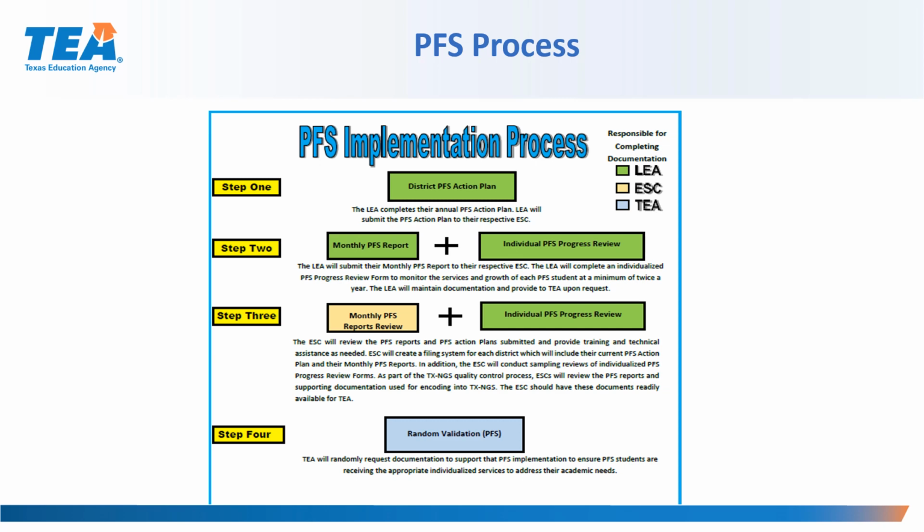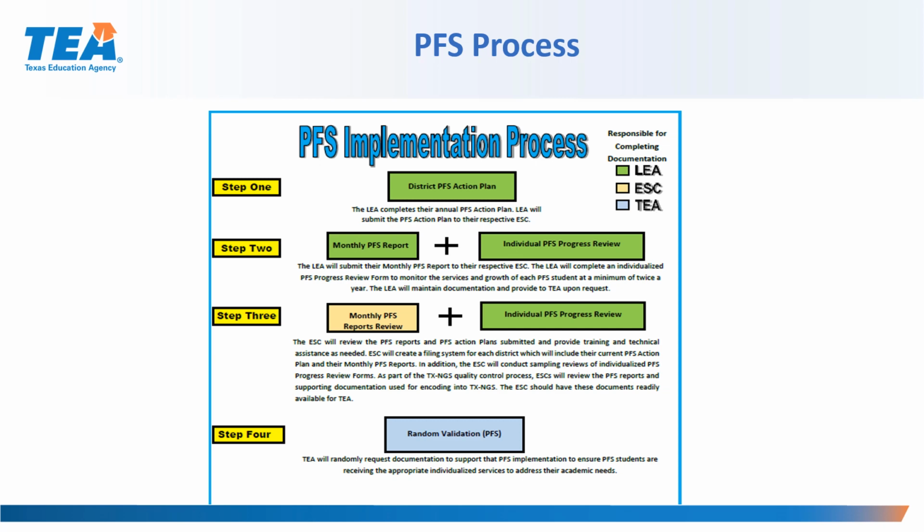The LEA will submit the monthly PFS reports to the respective ESCs. The LEA will complete an individual PFS progress review form to monitor the services and growth of each PFS student at a minimum of twice per year. The LEA will maintain documentation and provide it to TEA upon request. Step 3 involves the ESCs and the LEAs.